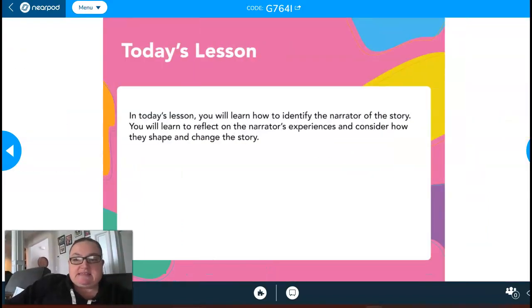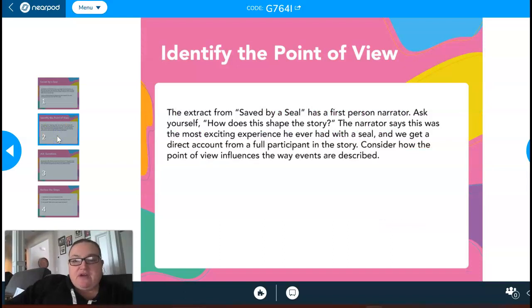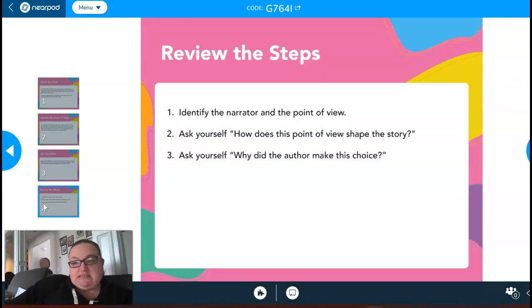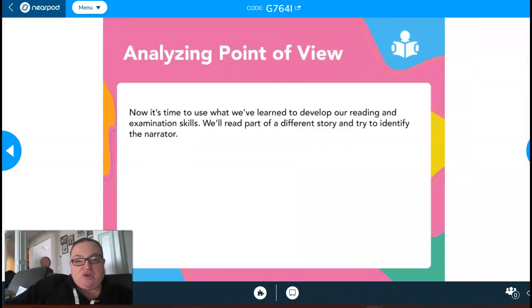And then today's lesson. And then this would be my I do part. I would read the passage to them, and then we would identify the point of view. I would ask the question, why did the author make this choice? And reviewing the steps, which I think is perfect for the I do portion.